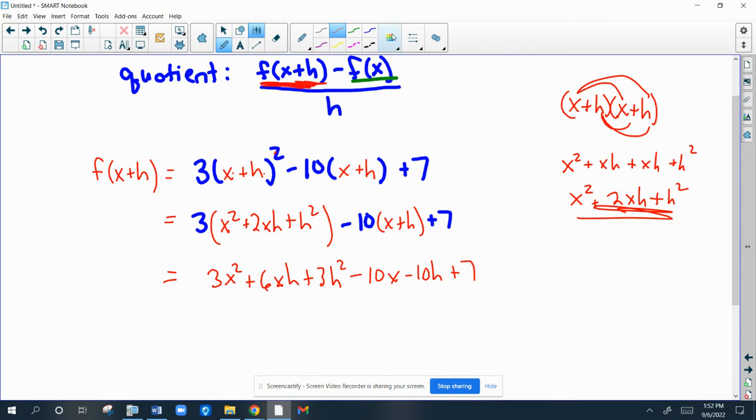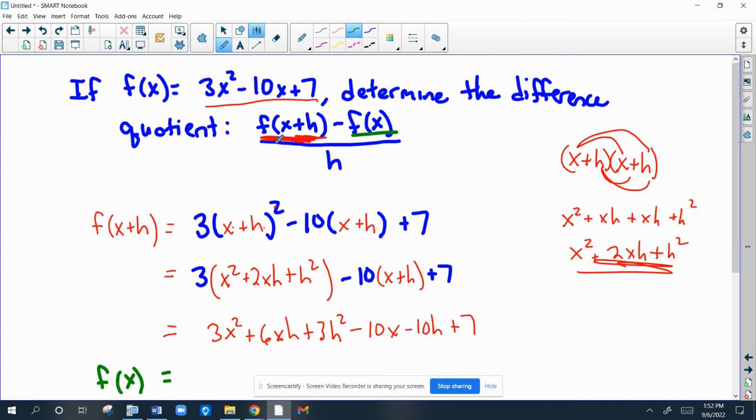Now I'm going to write down this green portion, this f of x. So f of x equals, this is the easy one, whatever f of x is given as. You don't have to do anything with it: 3x squared minus 10x plus 7. The thing I'm going to do, though, is line up the like terms. So 3x squared, minus 10x, we'll put it right under this 10x, plus 7.